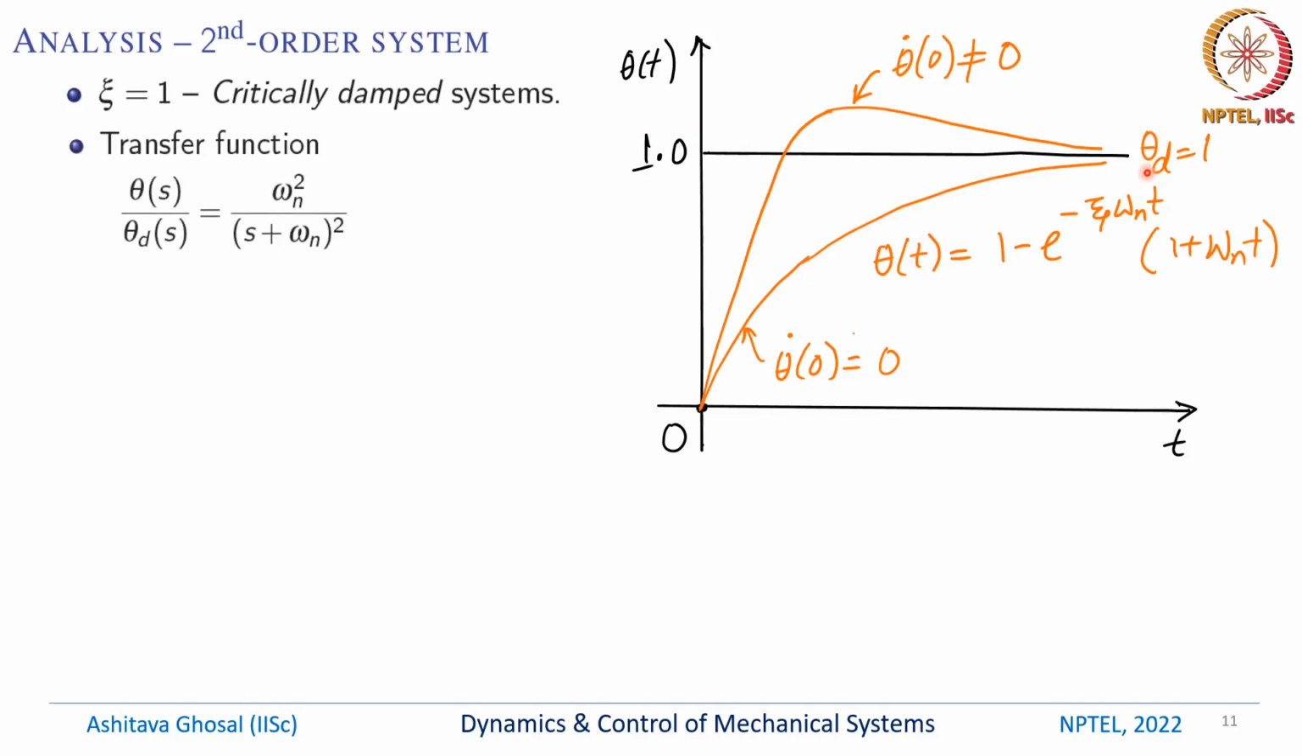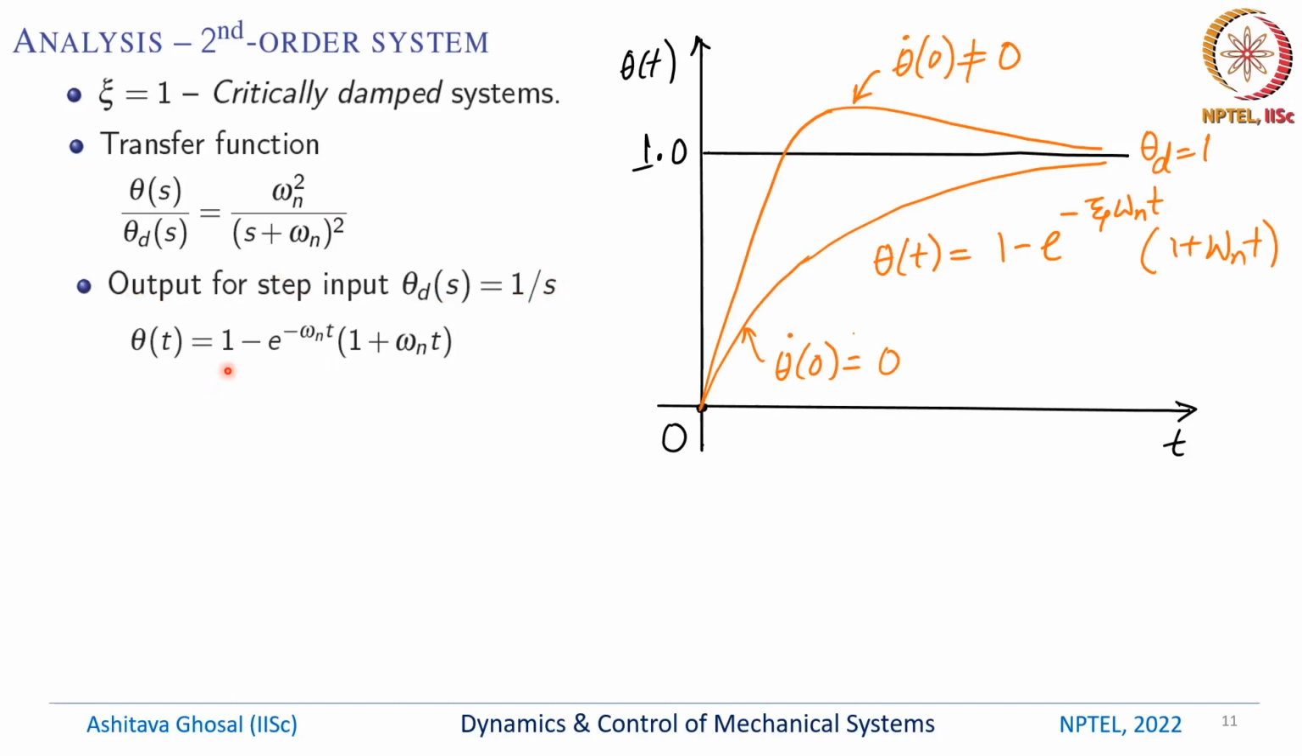The transfer function for a critically damped system is omega n square divided by s plus omega n, whole square. So this is a repeated root. The denominator has repeated roots. The output for a step input, which is theta d equals 1 over s, is given by 1 minus e to the power minus psi omega n t into 1 plus omega n into t. This is again using partial fractions and inverse Laplace transform. We can work it out and you will get this theta of t.